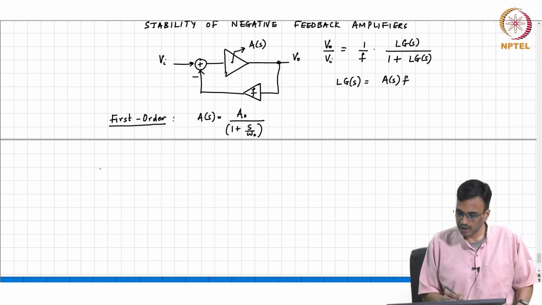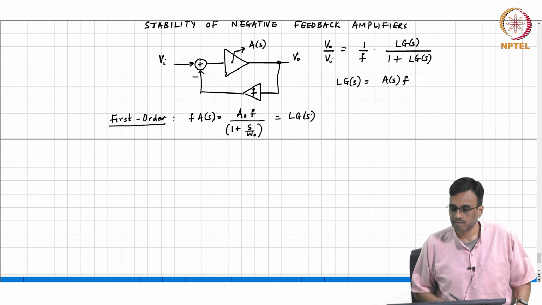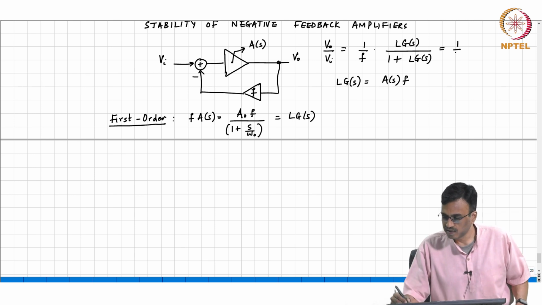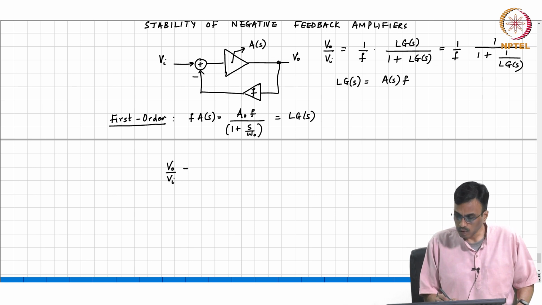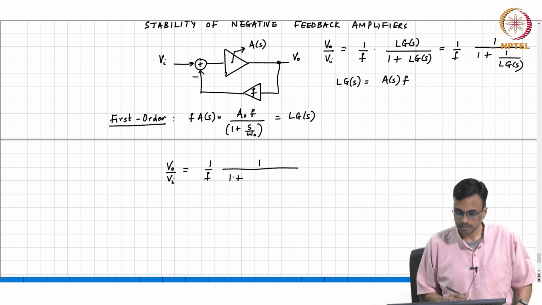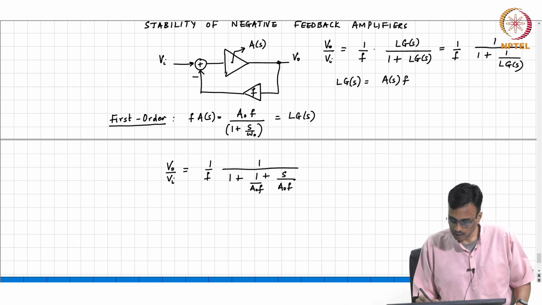Now, what comment can we make about the loop gain function? The loop gain function is simply this multiplied by F, correct, and many times it is easier to write this as 1 over F times 1 over 1 plus 1 over loop gain of S. So VO by VI therefore is nothing but 1 over F times 1 over 1 plus S by omega naught over A naught F, that is, S over A naught F times omega naught.